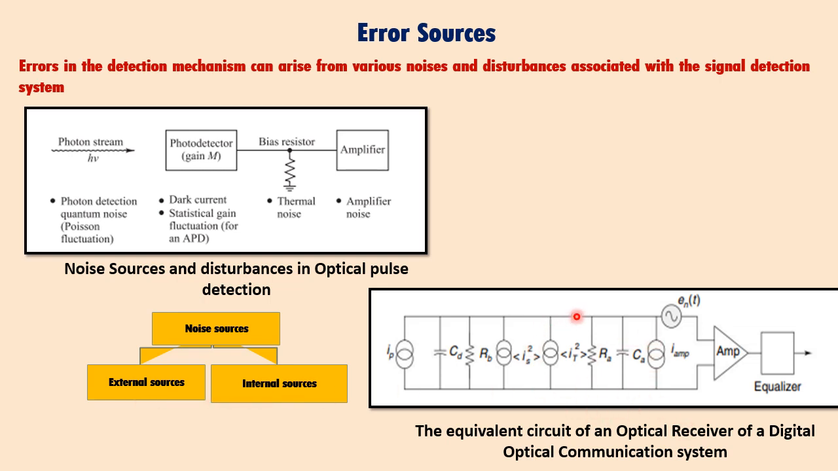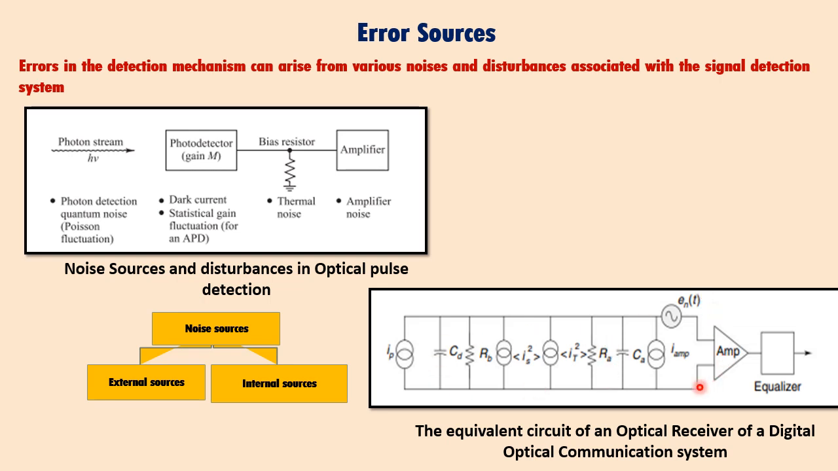Now this circuit diagram gives the equivalent circuit of an optical receiver for a digital optical communication system. It has three basic stages. One is the photodetector, next an amplifier circuit, and finally the equalizer. The photodetector may be a PIN photodiode or an avalanche photodiode. If it is a PIN photodiode, then the multiplication factor M is equal to 1. If it is an avalanche photodiode, then M will have other values.